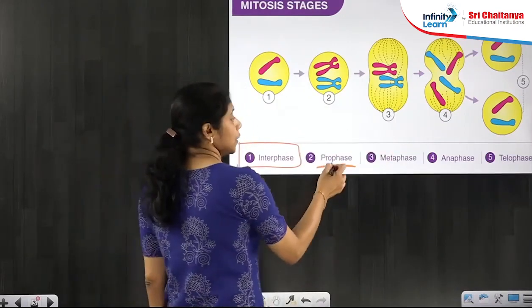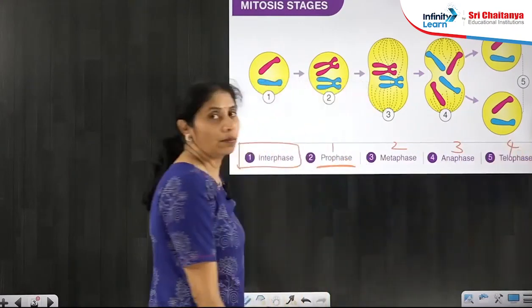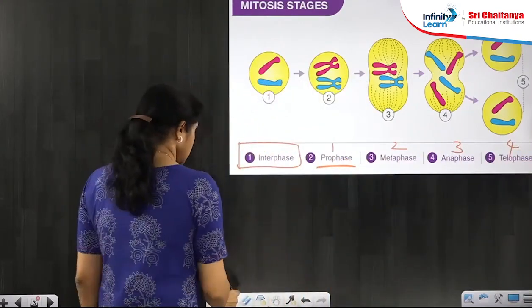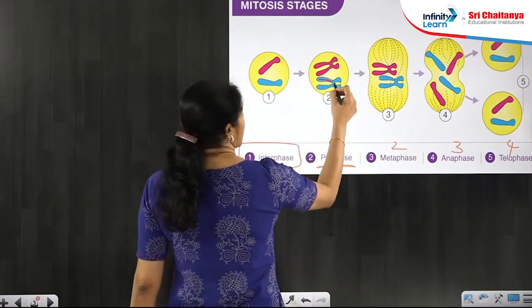First stage is the prophase, first one, second one, third one and fourth one. So in the first one, prophase, all of you can see here that each chromosome is having two chromatids.